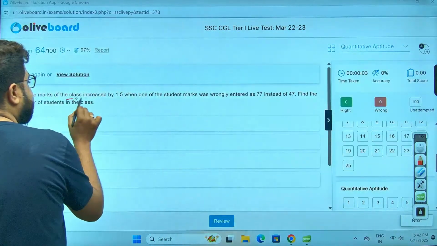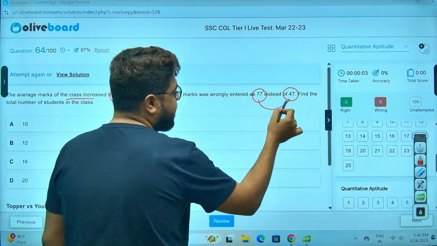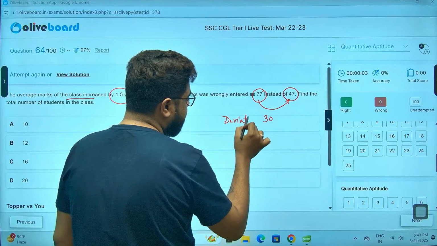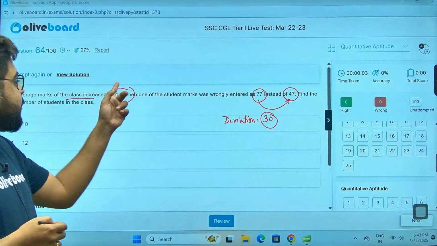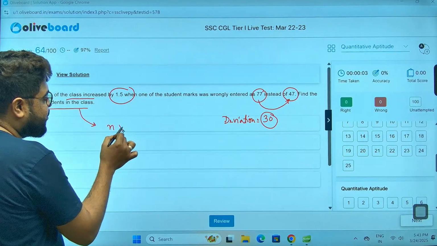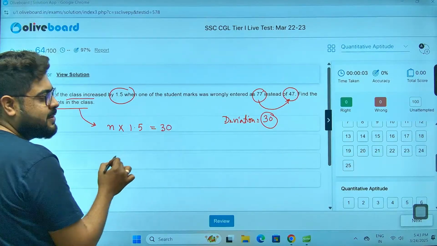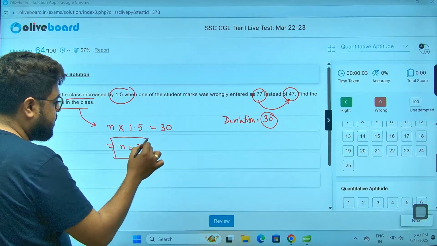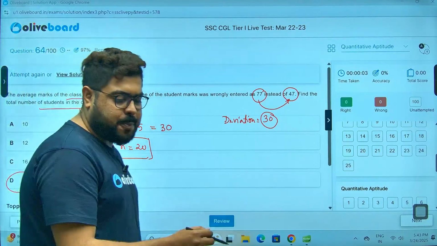The average marks increased by 1.5. 77 was wrongly entered as 47, meaning a deviation of 30. That reflected as an average change of 1.5. The number of students into whatever is the average change is equal to the total deviation. So n is 30 by 1.5, which is 20. Option D, sir.